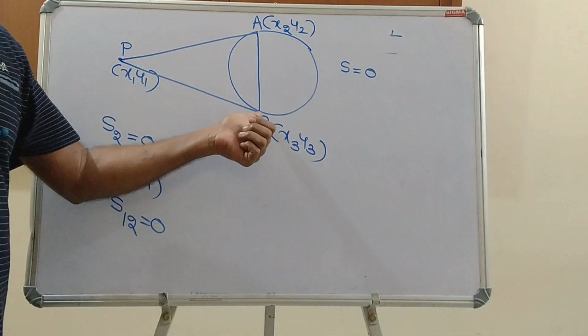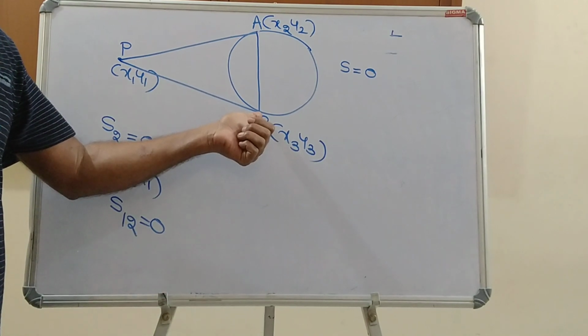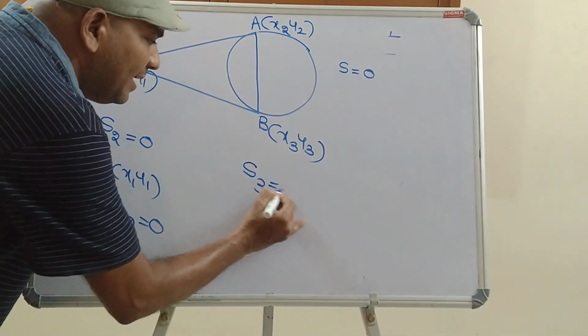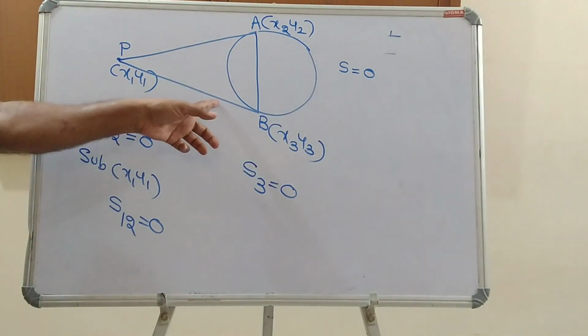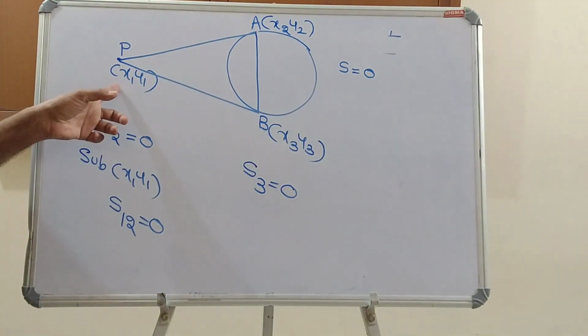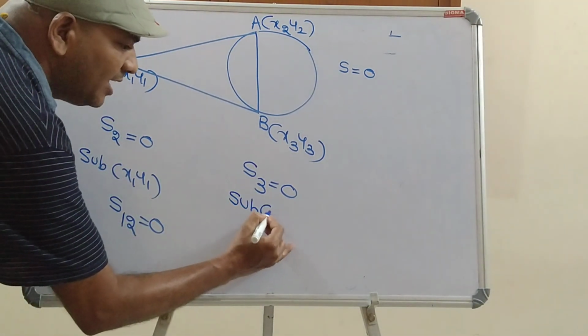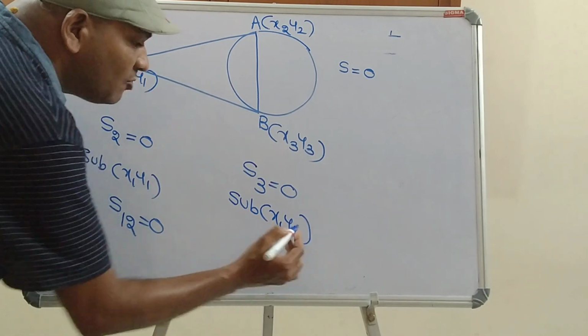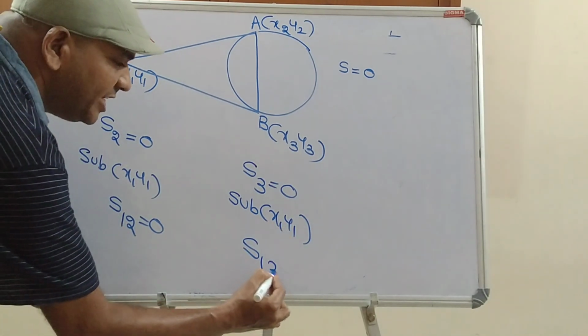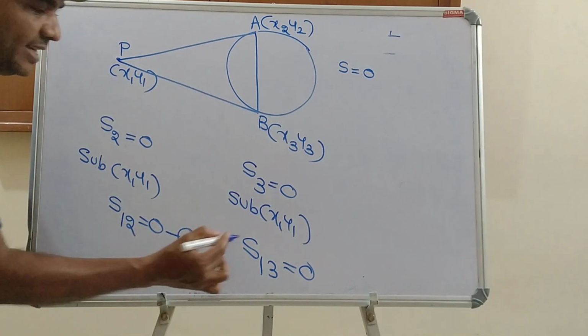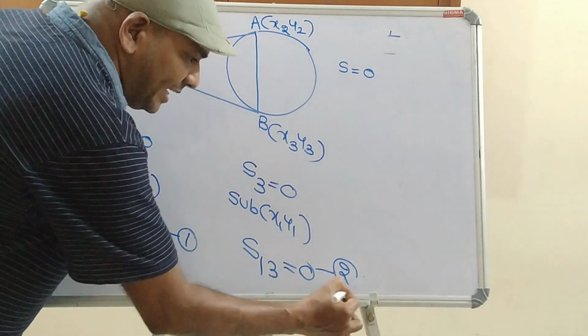Equation of the tangent at x3, y3 is S3 = 0. But this tangent passes through the point x1, y1. So, substituting x1, y1, we get S13 = 0. Let us take this as the first equation and this as the second equation.